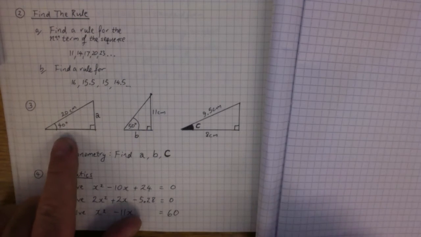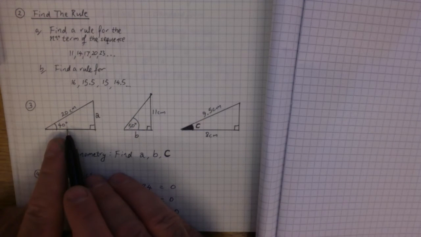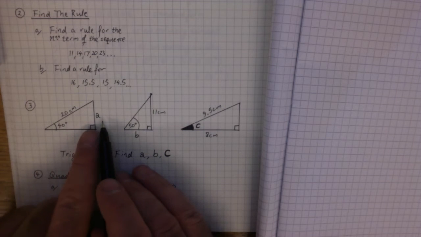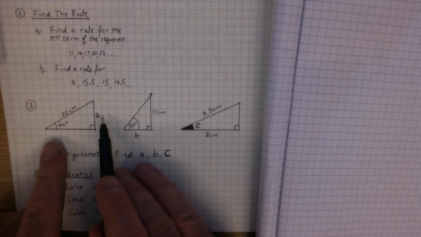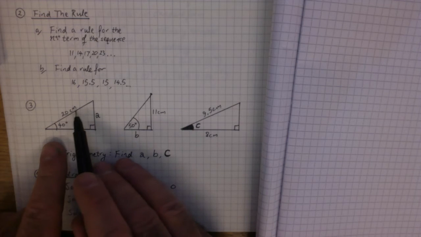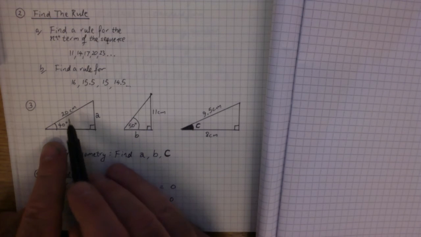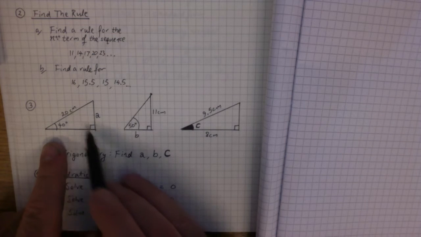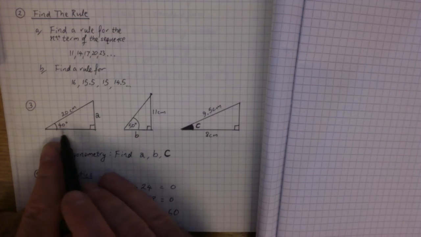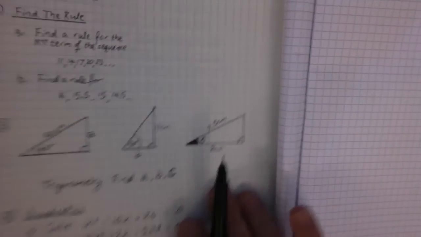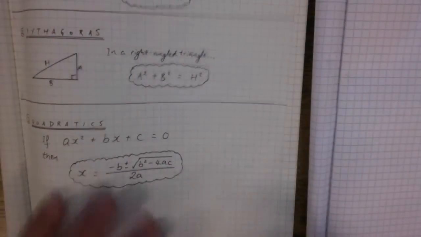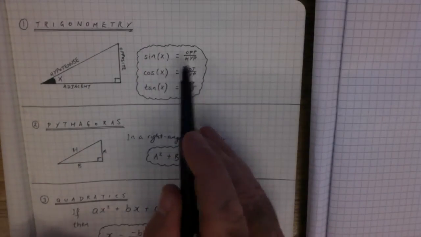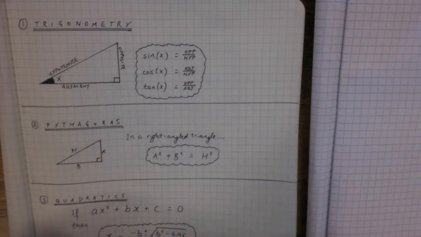So here, you've got an angle of 40 degrees. You've got a side A. Now that's opposite the 40 degrees. And you've got a side 20, which is the longest side. You know it's the longest because it's across from the 90 degrees. So you've got the opposite and the hypotenuse. So referring to your trig ratios, it's sine that involves opposite and hypotenuse. So we're going to use sine.